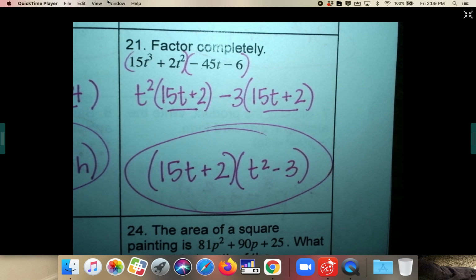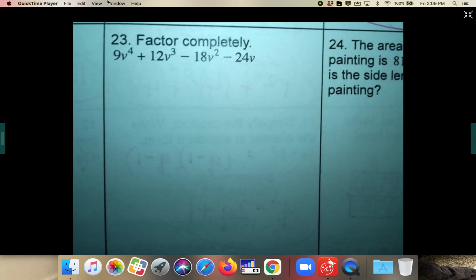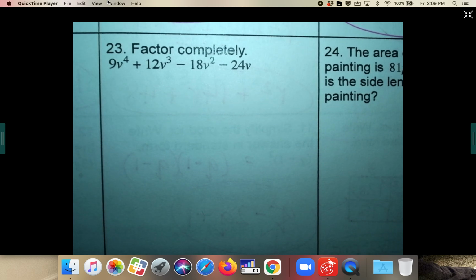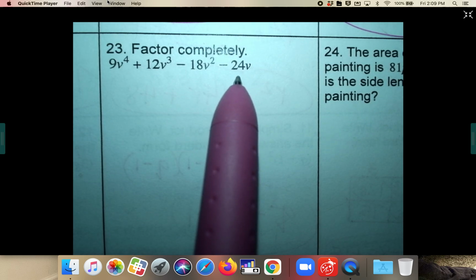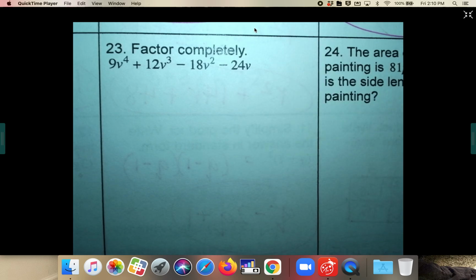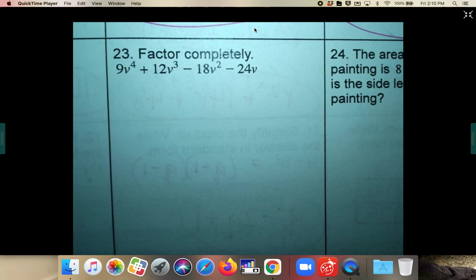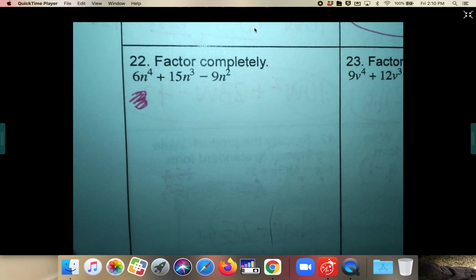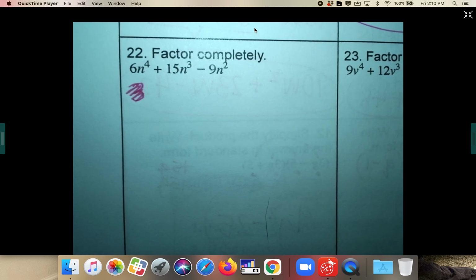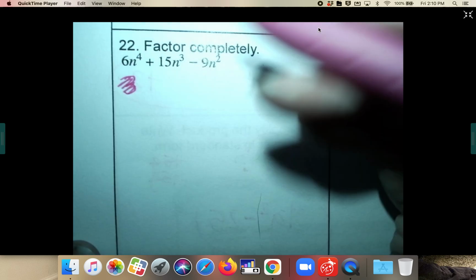All right, let's keep going. We're almost done. Last 3. Factor completely. I see a like term that I can pull out of all 3 because I know that 9, 12, 18, and 24 all divide evenly by 3. So I am going to divide out a 3. Oh, whoops. Sorry, I skipped one, didn't I? Oh, and I was writing 3 on that one. That one won't work. I'm sorry. Let's do 22. And on 22, you can also pull out a 3. Okay, so I should have left that.